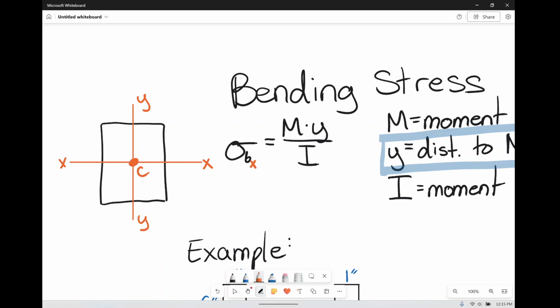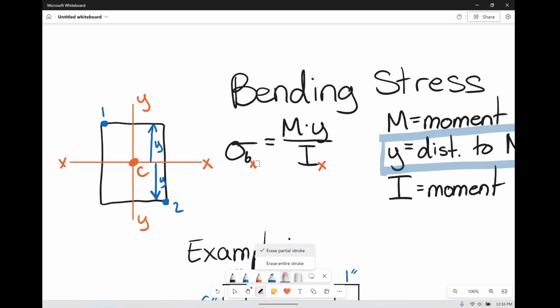If we're doing bending in the x direction, then our distance to the neutral axis is in the y direction, out either direction that you want to go. So for instance, if you wanted to find bending stress up here at point 1, then you would use this y. If you wanted to find bending stress down here at point 2, you would use this y. So that's why it's y, but that is very specifically in the x direction. And if we're in the x direction, moment of inertia is also in the x direction.